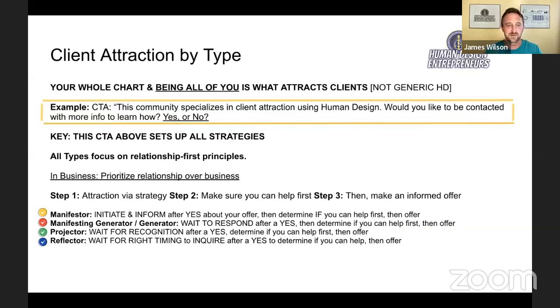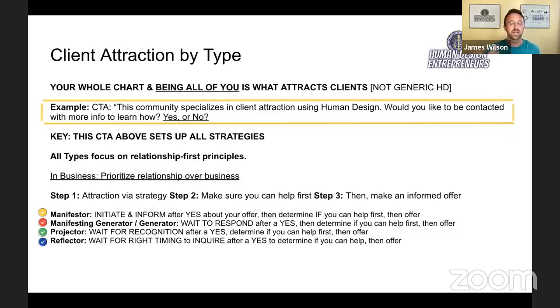So anyways, moving on. Okay, so I like to direct you to the example here of a call to action that can be the basis for any design type, to set you up for using your strategy in the proper way. So the call to action is, this community specializes in client attraction using human design. You can modify that to whatever your result is, whatever you bring people, but that's what it is. It brings you this result, client attraction using your human design chart. Very important in the wording. Would you like to be contacted with more info to learn how?